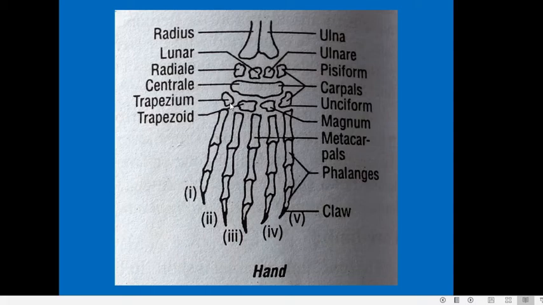Now we move on to the palm region. This palm is supported by 5 bones which are called the metacarpals. So there will be 1 metacarpal for each finger. So you can see 1, 2, 3, 4 and 5 metacarpals.